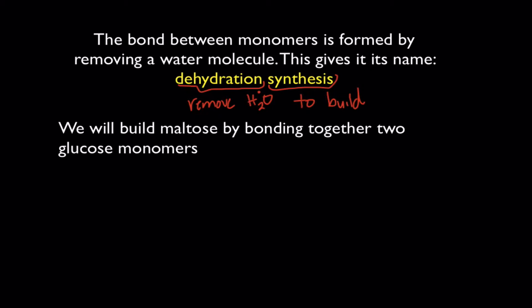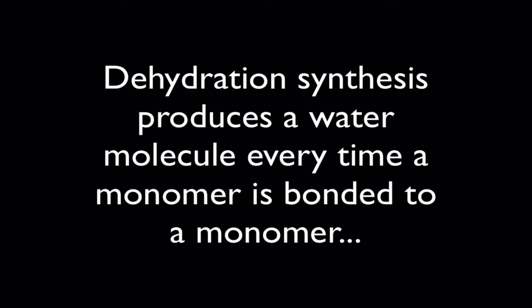And to show you this, we're going to build a molecule of maltose by bonding together two glucose monomers. Glucose is a simple sugar. It's one of the smallest, simplest sugars in biology. And we're going to build a maltose by hooking together two glucoses. Dehydration synthesis produces a water molecule every time a monomer is bonded to another monomer. So let's watch this happen.